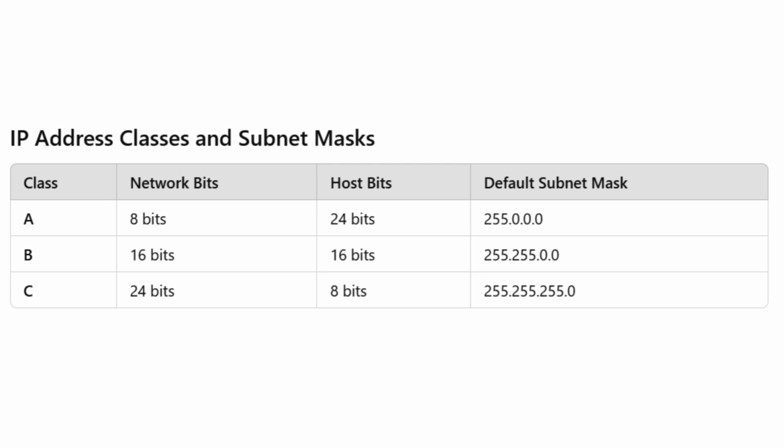The default subnet mask is 255.255.0.0. Class C: the first 24 bits, first, second, and third parts, represent the network, and the last 8 bits represent the host. The default subnet mask is 255.255.255.0.